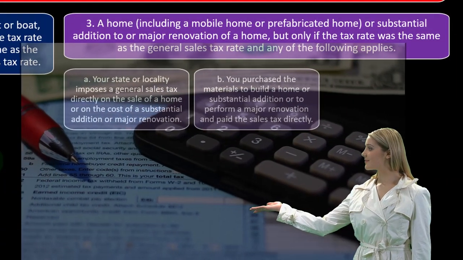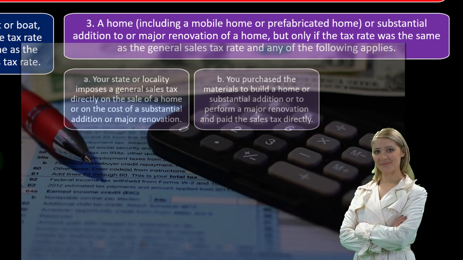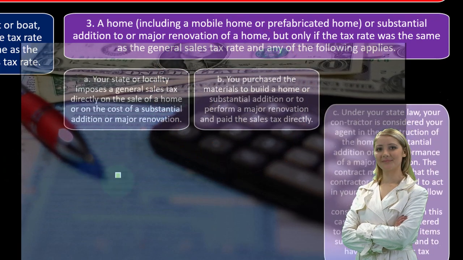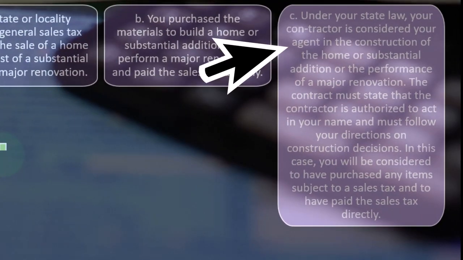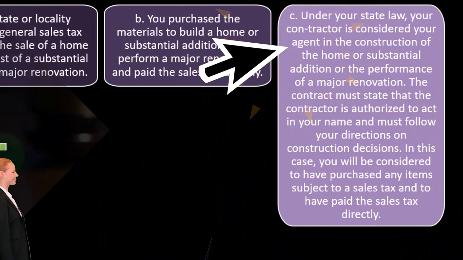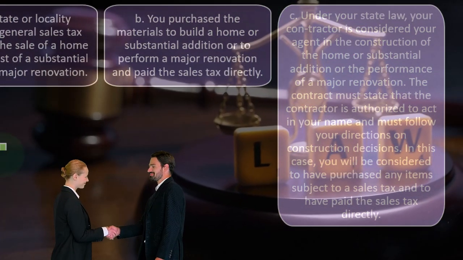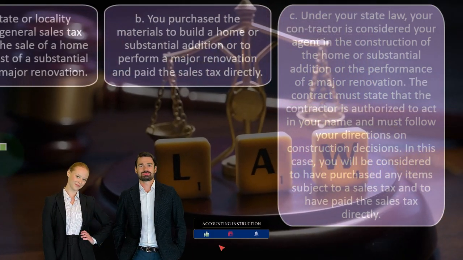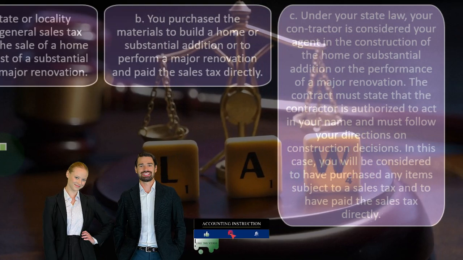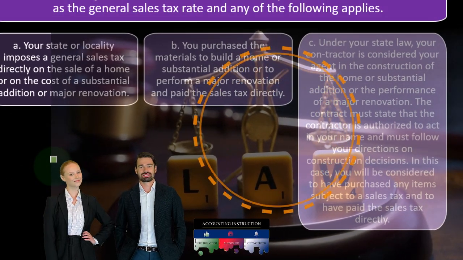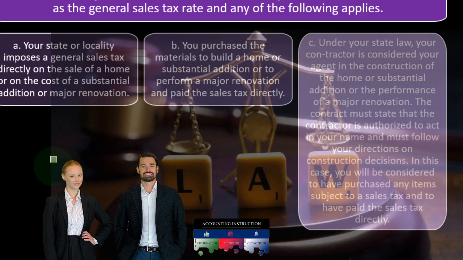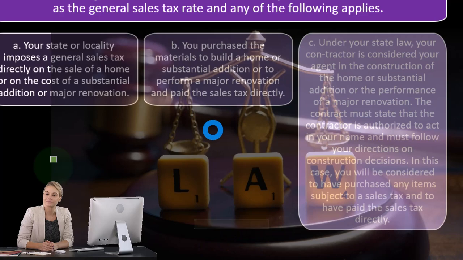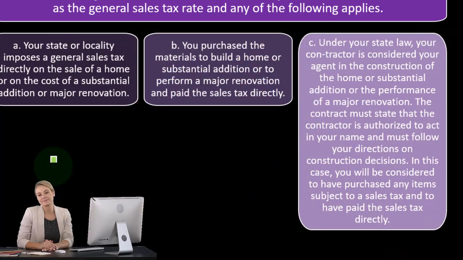B, you purchased the material to build a home or substantial addition or to perform a major renovation and paid the sales tax directly. C, under your state law, your contractor is considered your agent in the construction of the home or substantial addition or the performance of a major renovation. The contractor must state that the contractor is authorized to act in your name and must follow your directions on construction decisions. In this case, you will be considered to have purchased any items subject to a sales tax and to have paid the sales tax directly.